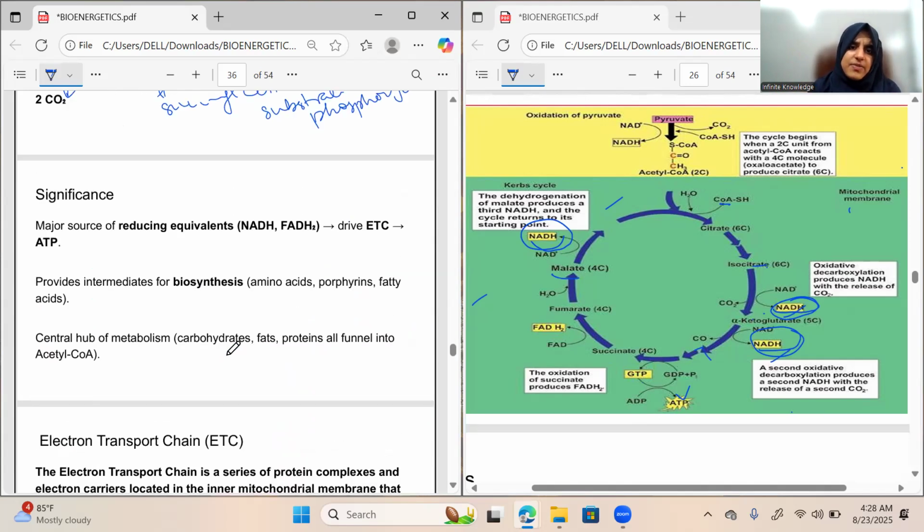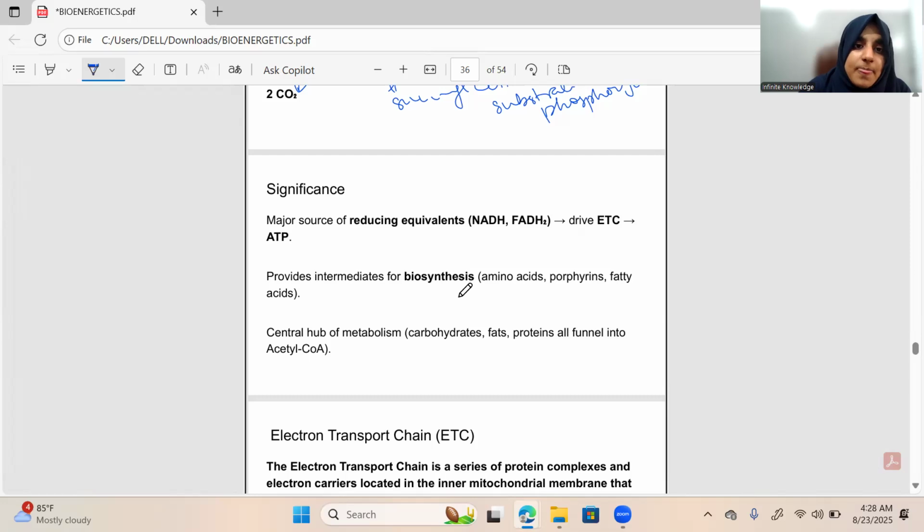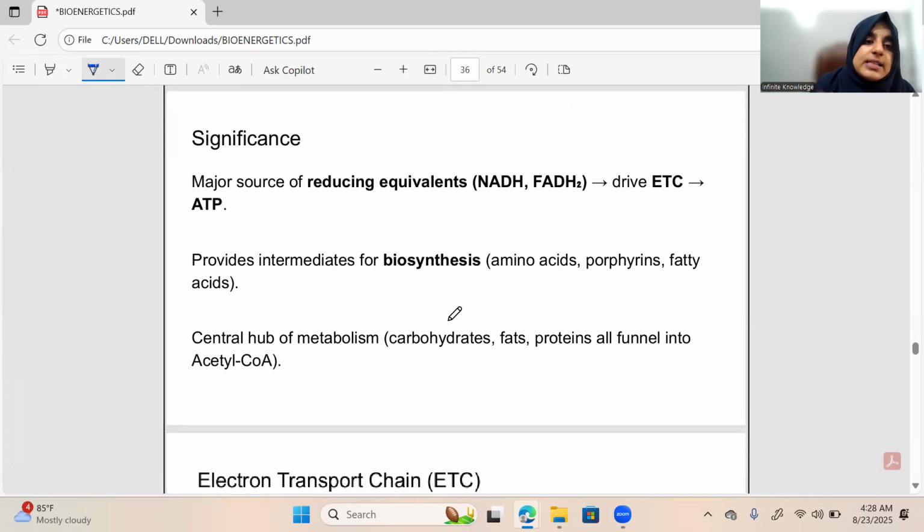Let's just read the significance so that it is clear. The significance of the Krebs cycle is that it is a source of reducing equivalents. We have got lots of reducing equivalents, NADH and FADH2, that basically drive the electron transport chain and help to produce ATP. So what is the use of the Krebs cycle? Mainly to produce energy. And it provides intermediates for biosynthesis. It provides intermediates that produce amino acids, porphyrins, fatty acids, not that important.